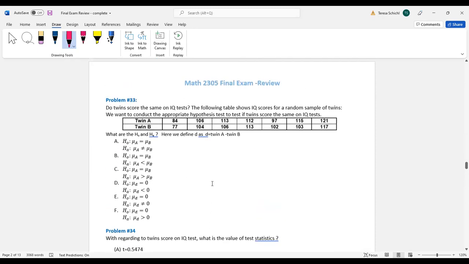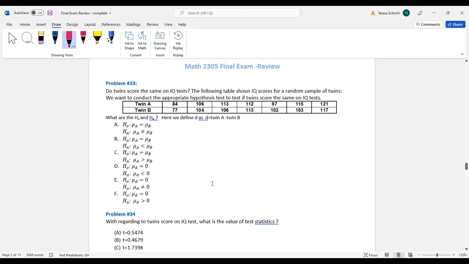Now let's take a look at number 33. Do twins score the same on the IQ test? The following table shows the IQ scores for a random sample of twins. We want to conduct an appropriate hypothesis test to see if the twins score the same IQ. So first, what is the null hypothesis and what is the alternative hypothesis?